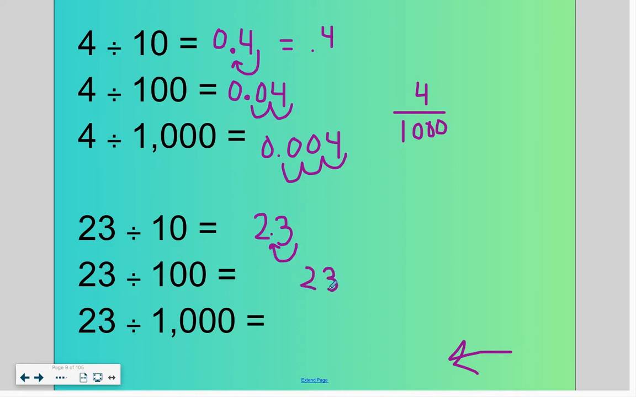23 divided by 100. 1, 2. Put our decimal at the beginning. Again, add that 0 at the beginning for formality. And just to be formal, 1, 2, 3. We end up with 23 thousandths, which again is that same equivalent decimal, just like that.